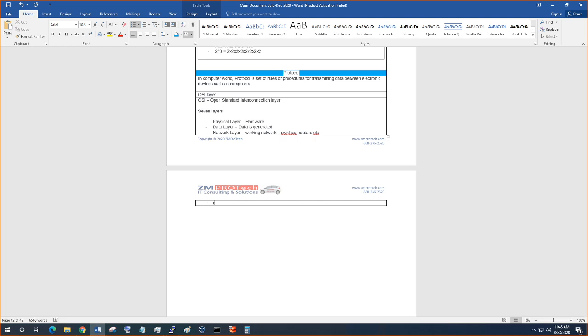And the transport layer, this is a layer where communication is done using several methods.